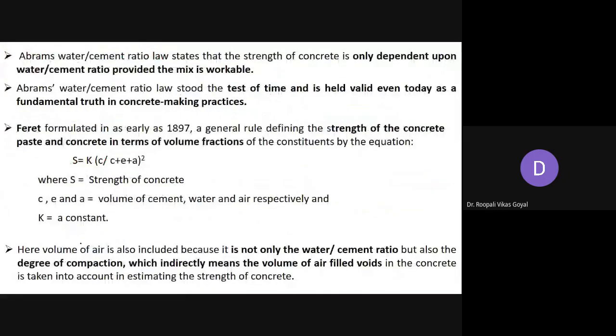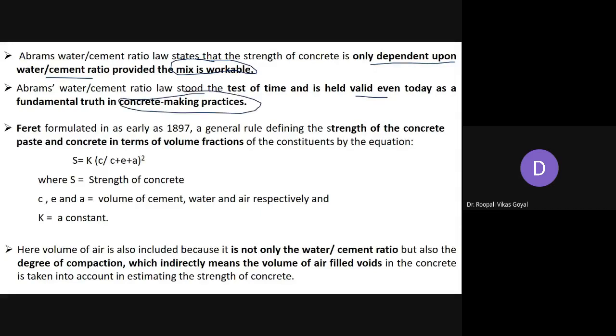So looking at this equation, you can say that the strength of concrete is only dependent upon the water cement ratio, provided that the mix is workable. Okay, the mix should also be workable. If you add a lot of cement and reduce the water drastically, it will affect its workability, so the property of fresh concrete will be disturbed. Okay, so this water cement ratio law, which was given by Abrams, stood the test of time, and it is considered to be valid even today as a fundamental truth in concrete making practice.